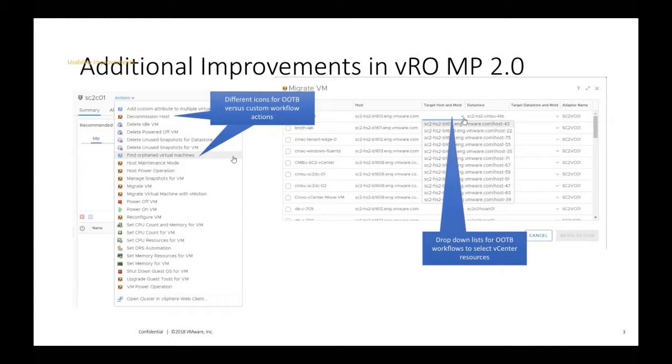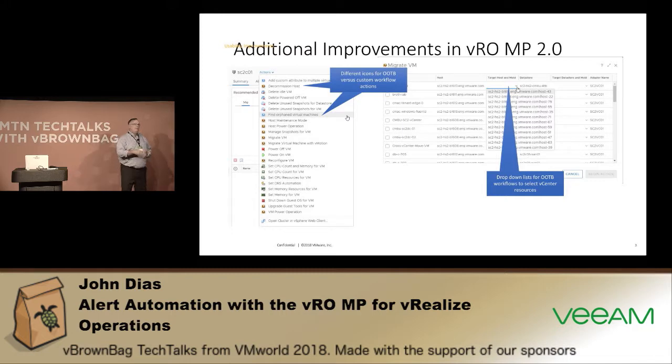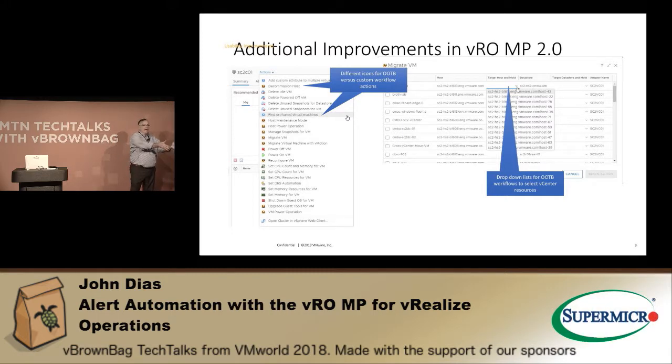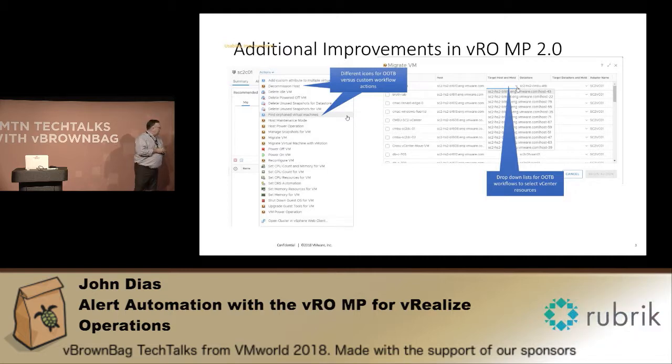So I don't know how many of you are familiar with something like RVTools. RVTools is a good thing that it does. It helps find orphan VMs, but it's a separate tool that you have to run. Now with this, you can bring that capability directly into vRealize Operations.